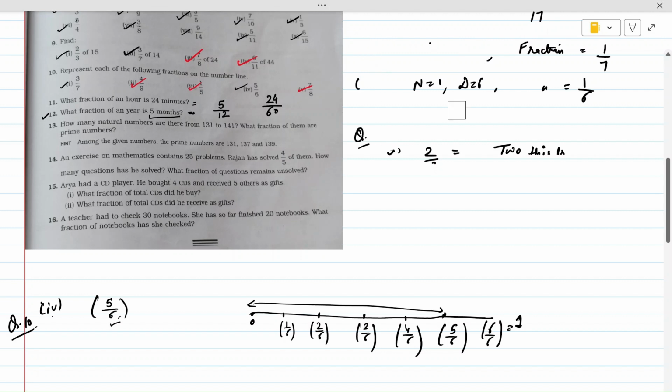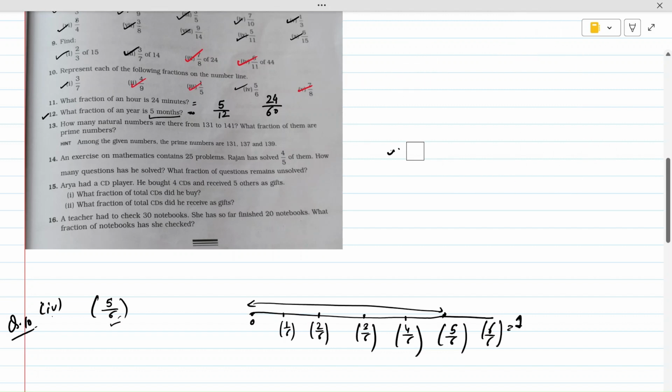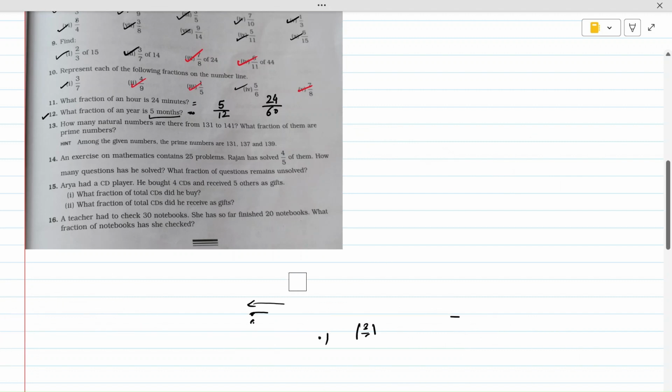Question number 13. How many natural numbers are there from 131 to 141? So kids, we know that all the numbers which are greater than 0 are the natural numbers here. Okay, so all the numbers between 131 to 141 will be natural. And then what fraction of them are prime numbers? How many prime numbers are there? So from 131 to 141, how many numbers do we have? First of all, we have to write that.